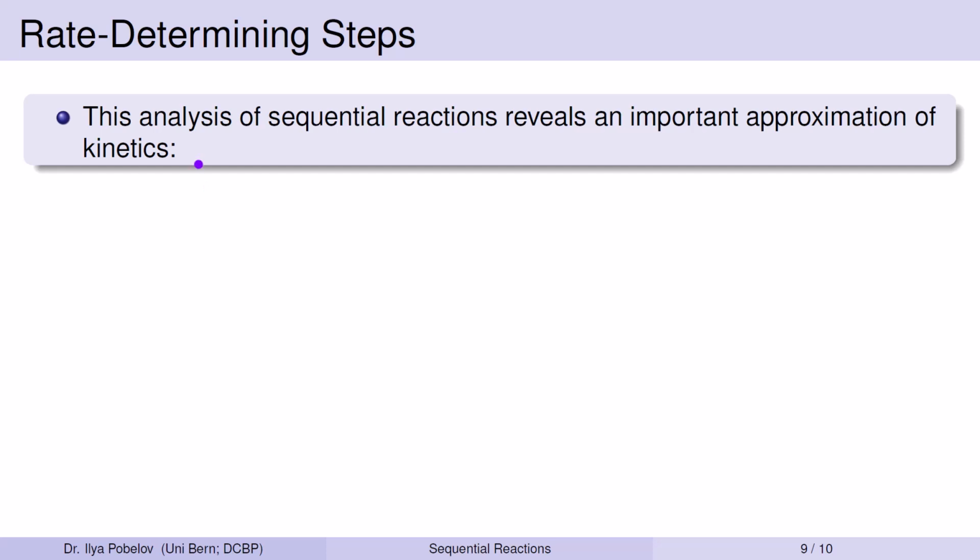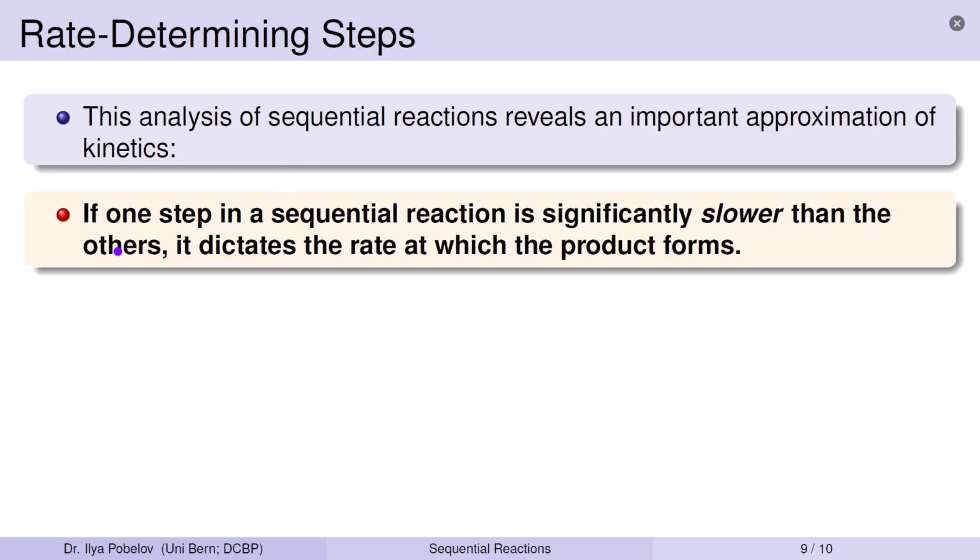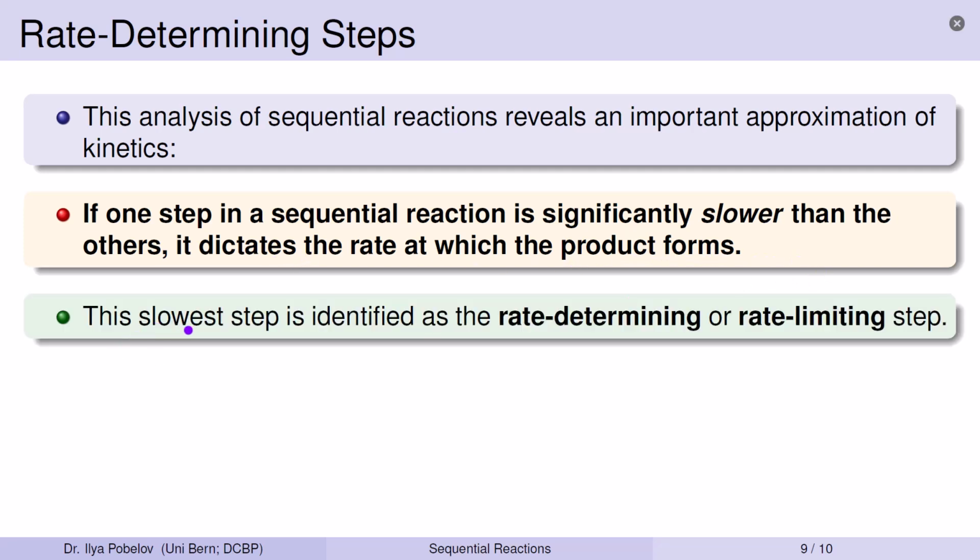This analysis of sequential reactions reveals an important approximation of kinetics. This approximation can be formulated as follows. If one step in a sequential reaction is significantly slower than the others, it dictates the rate at which the product forms. This slowest step is thus identified as the rate determining or rate limiting step.